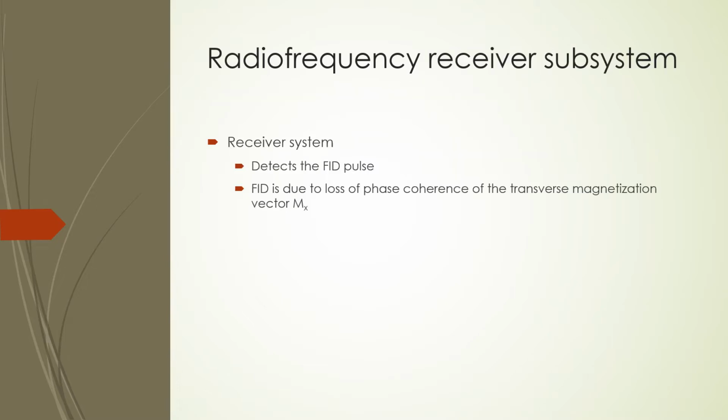Once the RF pulse causes the bulk magnetization vector to nutate, it produces a transverse magnetization vector M subscript X that begins to relax. During relaxation, it emits a radio signal called the free induction decay signal. The FID, or free induction decay signal, is detected by the receiver coils and passed on to amplifiers and then to the computer system for processing.